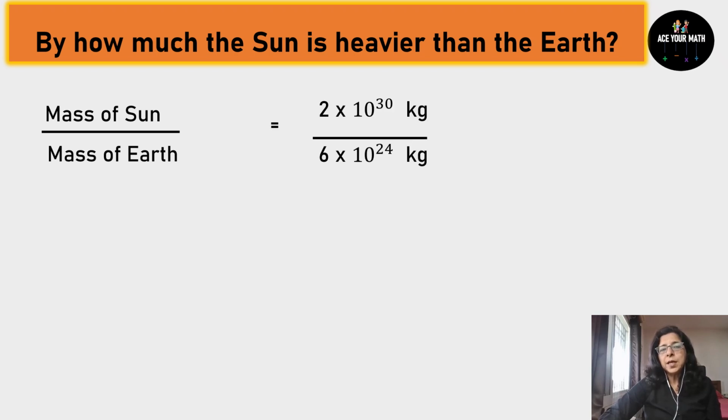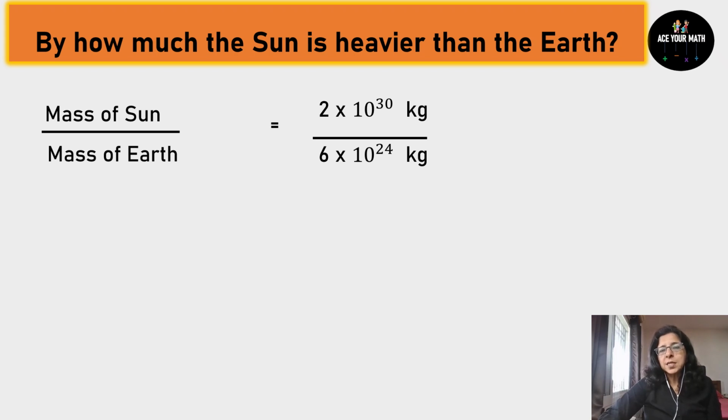Now here we will take the mass of sun in approximation. It was 1.9, right? So we can write it as 2 times 10 raised to the power 30. And mass of earth also we will take in approximation. It is 6 times 10 raised to the power 24. Now, how to solve this division?